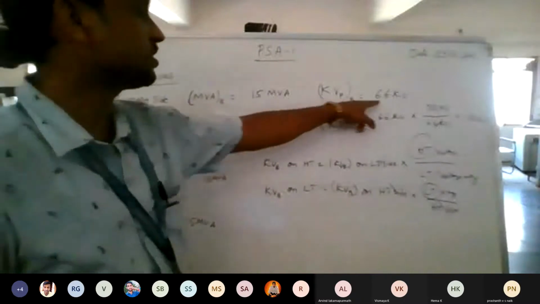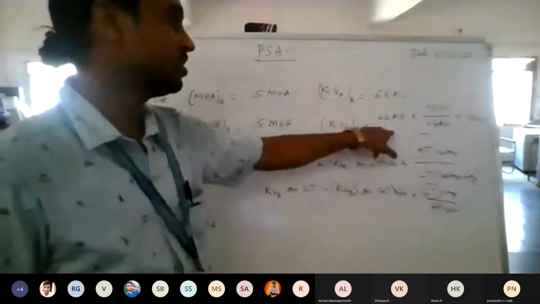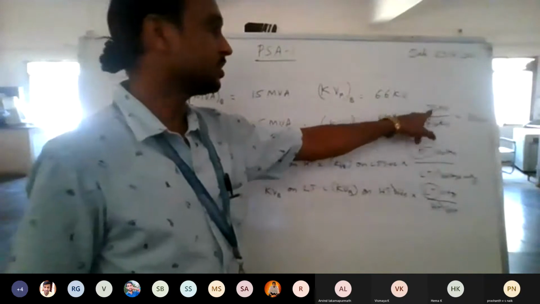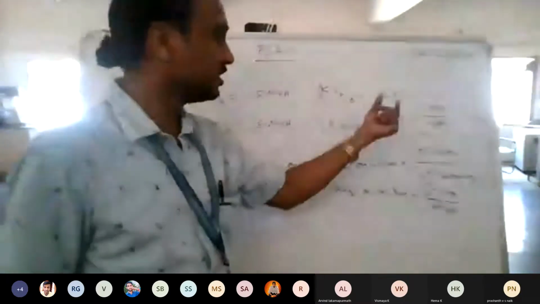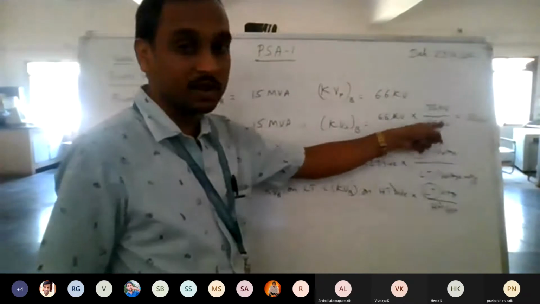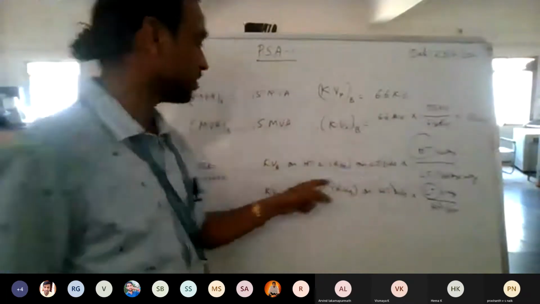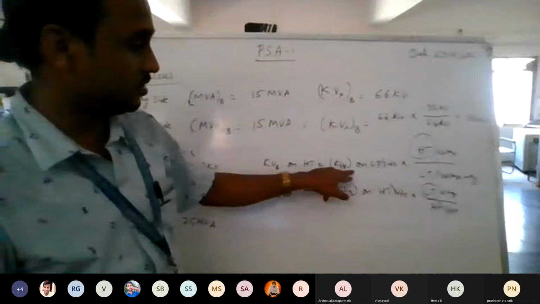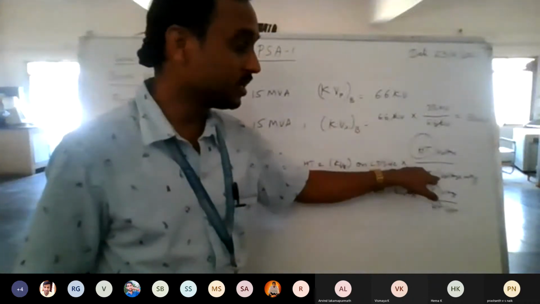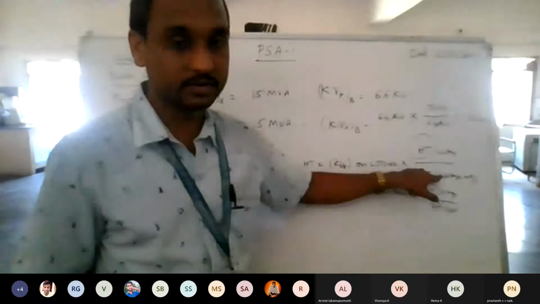The kV base on LT side base value is 6.6 kV multiplied by HT by LT, so 33 divided by 6.6. This may vary; this is the base value. These are general values, 33 and 6.6. So according to this, the base value is LT side base into HT voltage by LT voltage rating.